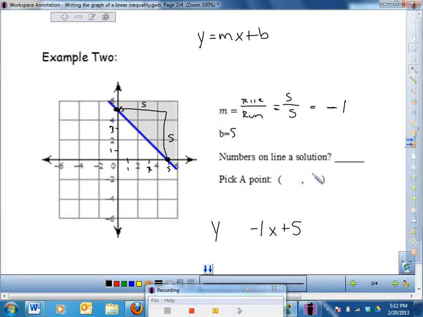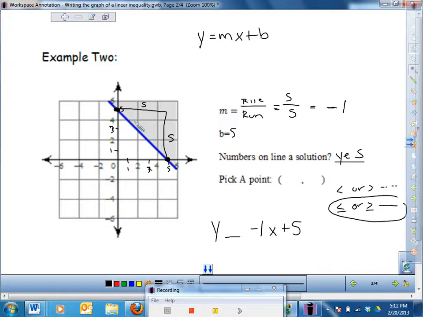Now let's determine what inequality sign we need to use. Remember, if it's a less than or a greater than, we're going to use a dashed line. If it's a less than or equal to or a greater than or equal to, we're going to use a solid line. This is a solid line, so I know I'm going to use one of the equal to's. So I'm going to go ahead and put that here because I know it's going to be a solid line. Are the numbers on this line a solution? Yes. Remember we talked about in the previous objective, it includes these numbers.